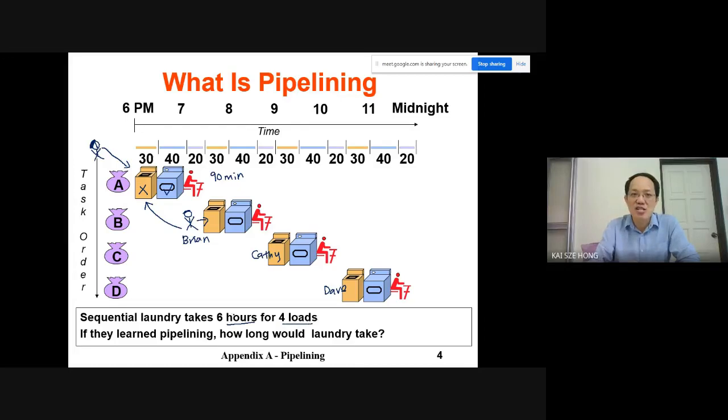Okay, this is sequential laundry that takes 6 hours because each person takes 90 minutes. But if they learn how to do pipelining, how long does the laundry take?